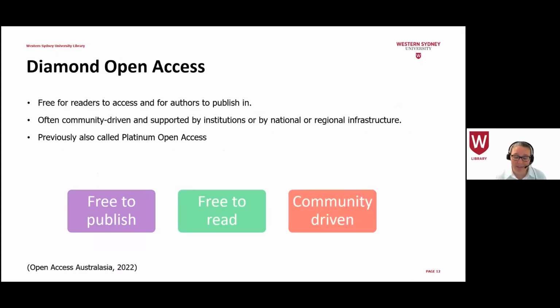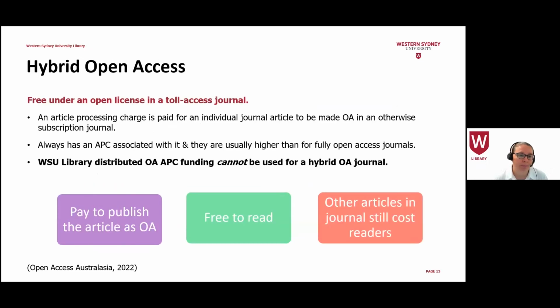Diamond open access is even rarer. This one is free for readers to access and for authors to publish in. It's community driven and supported by institutions or national or regional infrastructure. You might also have heard it being referred to as platinum open access. So this one's free to read, free to publish, community driven, but like a diamond, they're pretty rare. With Plan S and in Europe, this is becoming more of a driving force, and there'll probably be more information and more of this type of open access coming in the future for Australia.